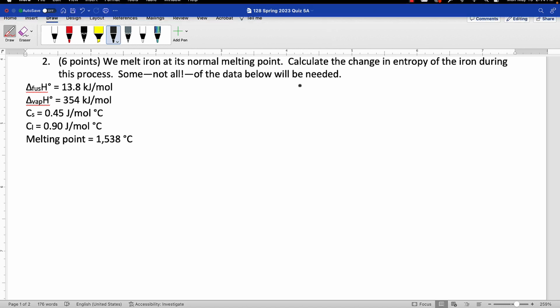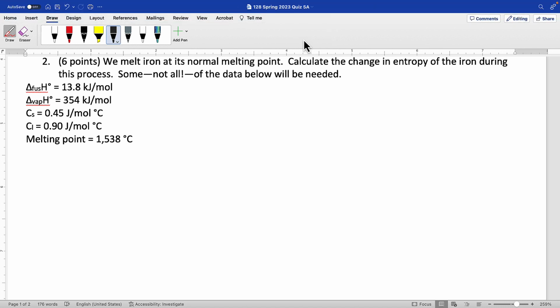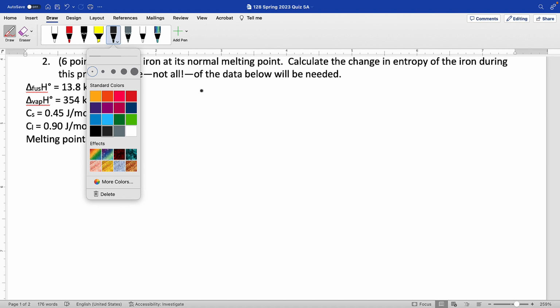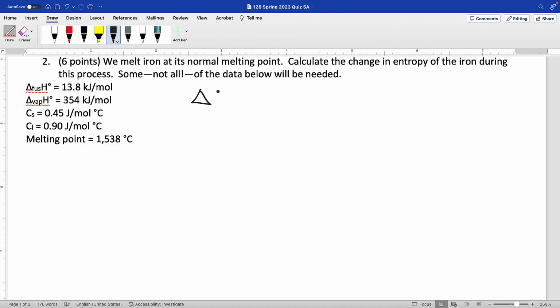Okay, so to do this, we want to find the entropy change of the iron, we're not doing any reactions or anything. All we're doing is doing a phase change. And for phase changes, we know the entropy change is the enthalpy change for the iron all over the temperature at which the phase change occurs. So we're melting it, so we'll use the melting temperature.